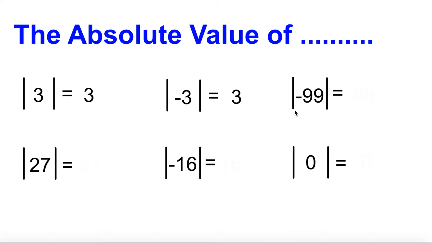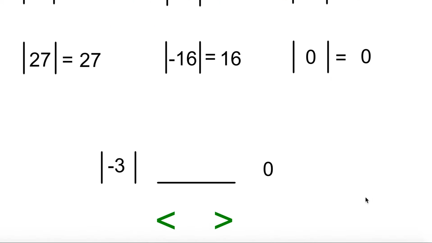Let's take a look at this one. The absolute value of negative 99 is 99 because it is 99 spaces from 0. The absolute value of 27 is 27 because it is 27 spaces from 0. The absolute value of negative 16 is 16 because it's 16 spaces from 0. Now what about the absolute value of 0? How many spaces from 0 is 0? Well, 0.